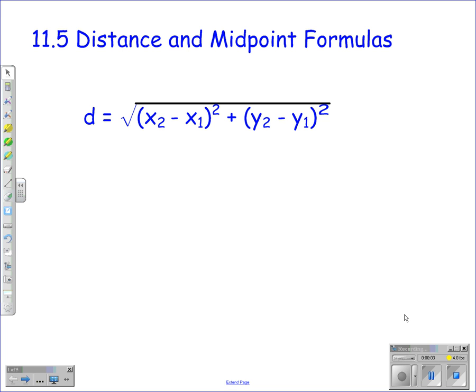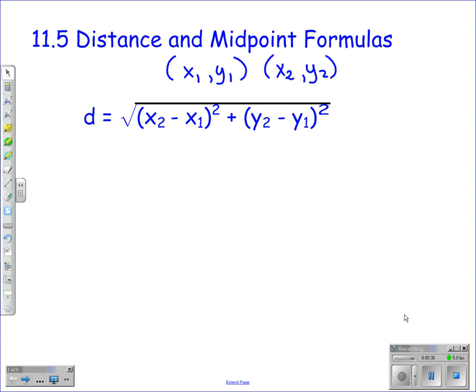Today we're going to work on section 11.5, the distance and midpoint formulas. What you see on your screen right now is the distance formula. You need to be given two xy pairs. One of them is going to be x1, y1. The other one is x2, y2. And you will find the distance between these 2 points on a coordinate plane.